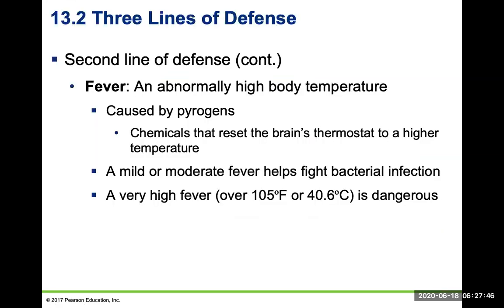Fever is also part of the second line of defense. It's caused by pyrogens, which are chemicals that reset your brain's thermostat to a higher temperature. Usually a mild or moderate fever helps fight bacterial infection because high temperatures will do that. But a very high fever, anything over 105, is considered extremely dangerous.